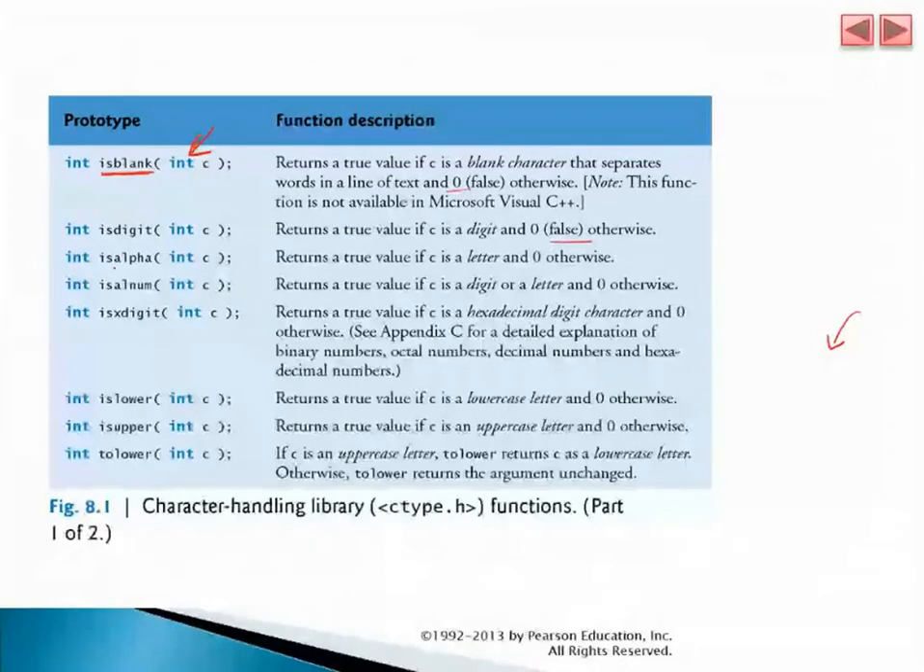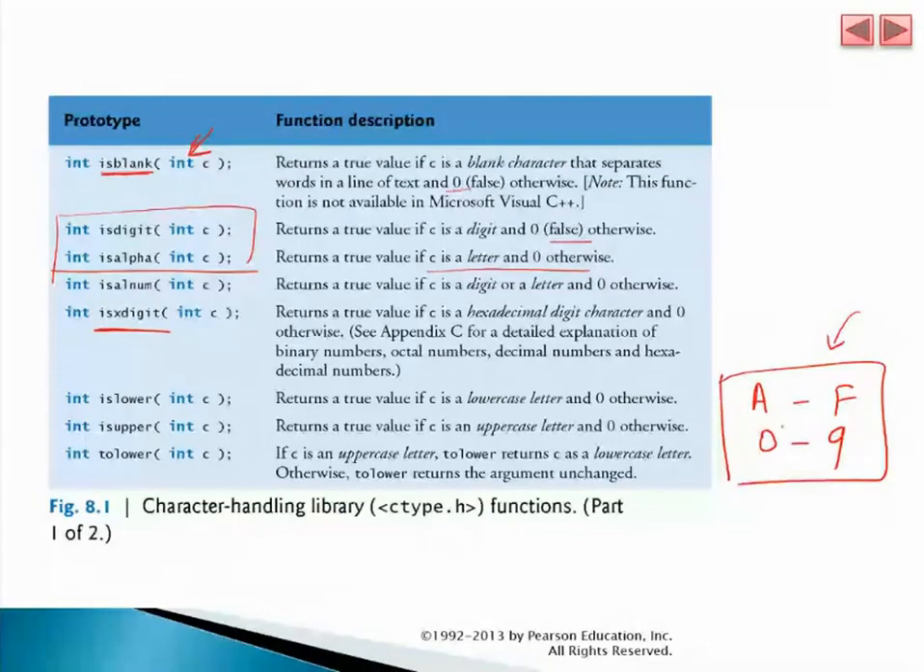Similarly, isalpha checks whether the character is an alphabet letter; if so it returns true, otherwise false. Then isalnum, alphanumeric, is the combination of these two. If the argument you have passed is a digit or an alphabet, it returns true, otherwise false. Then there is the function isxdigit, for hexadecimal digits: if the character lies within A to F or 0 to 9, it returns true, otherwise false.